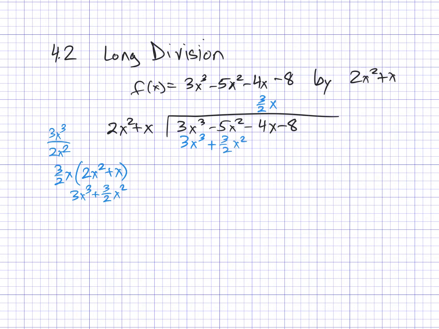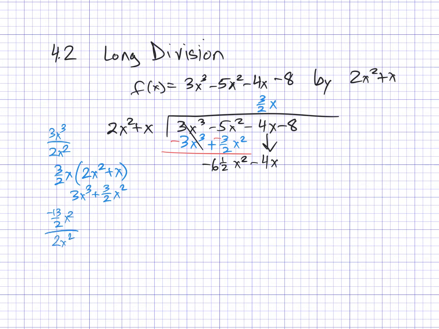And then we subtract. And the first thing cancels out. And 3 halves is 1.5, so that's 6.5. So negative 6 and 1/2 x squared. Drop down the next thing and do the process all over again. So I would change 6 and 1/2 to negative 13 halves. All right. So negative 13 halves x squared divided by the 2x squared.